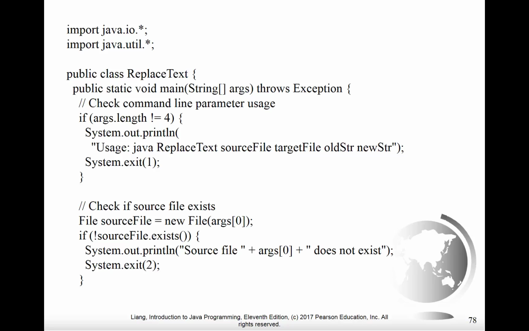but rather we will print another polite message that says source file, and we'll put the name in, and we say does not exist, and we do an exit 2 to indicate that error number 2 has happened.